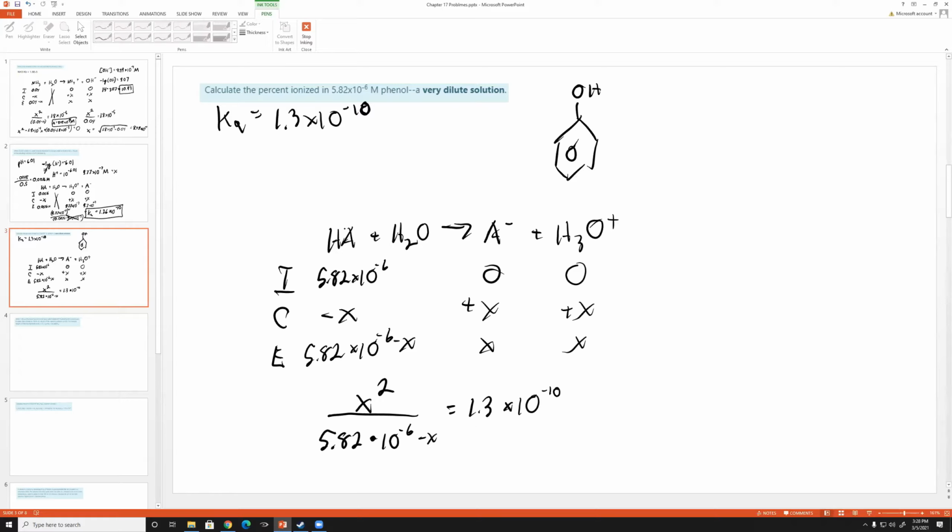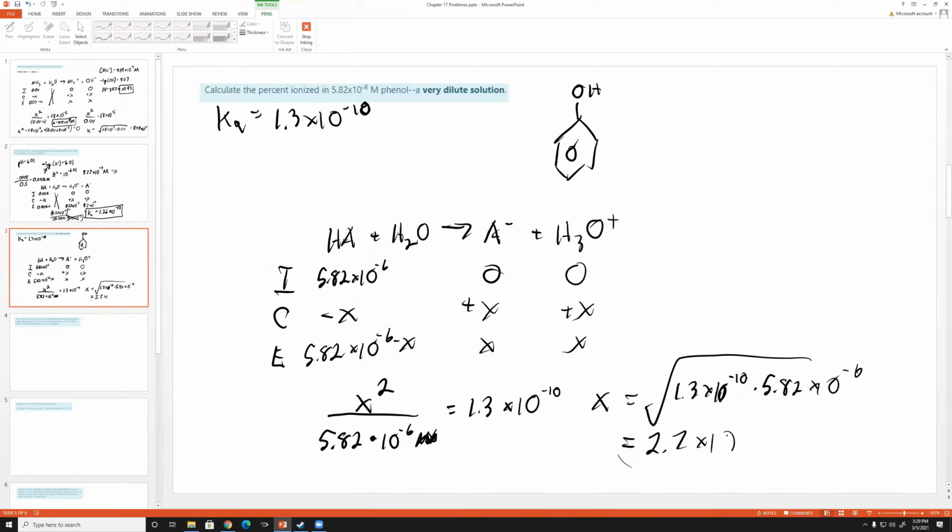That's enough. But let's say there's an extremely dilute acid that's even more dilute than this, and the concentration is 10 to the negative 9th. In that case, you won't be able to make X negligible. But in this case, it still is. So we can approximate, and we can multiply and take the square root. So we would end up with X equals the square root of 1.3 times 10 to the negative 10 times 5.82 times 10 to the negative 6th, which equals 2.7 times 10 to the negative 8 molar. And that makes sense. Extremely small concentration for an extremely dilute, weak acid.